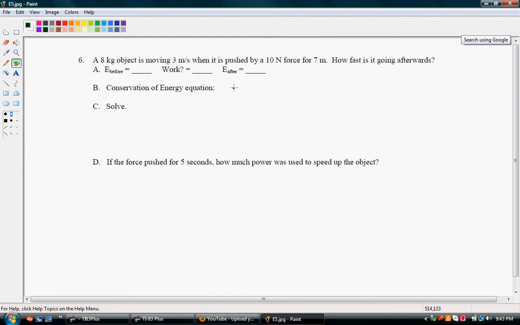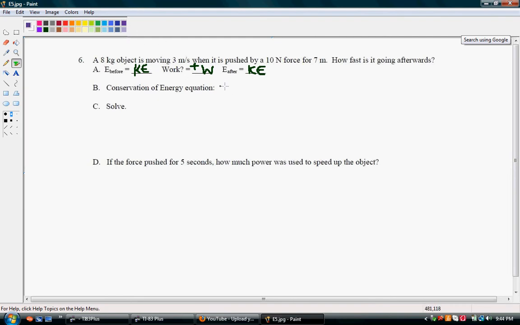So the conservation of energy equation, actually let's do A first. Energy before is definitely kinetic, and the work being done, there's definitely work being done, and it's going to be positive. And work is equal to force, which there's a 10 Newton force, times distance, and there's a 7 meter distance, so we'll calculate that later. And then energy afterwards. How fast is it going afterwards? So it has a velocity afterwards, so it has kinetic energy, and we're going to figure that out.